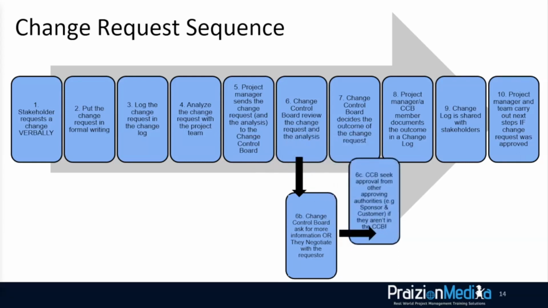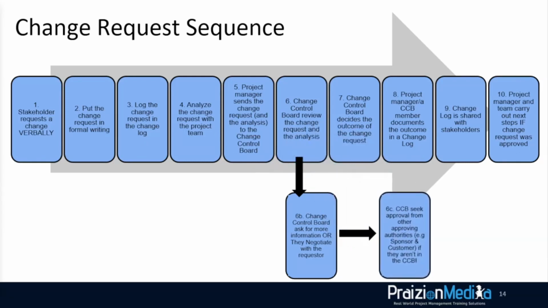If the sponsor and the customer are not part of the change control board, you bring them into the discussion and then you loop everything back into the main chain, and that final decision whether to approve, reject, on hold or pending, whatever the classification, those decisions are made. But if ultimately you're going to carry out the change request, then of course you do that once you've communicated all the information in step 9.